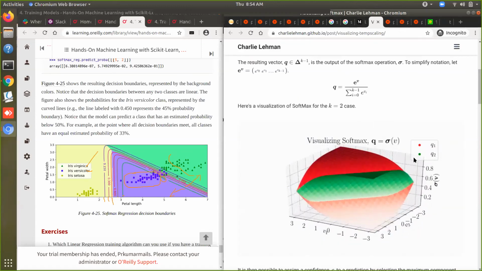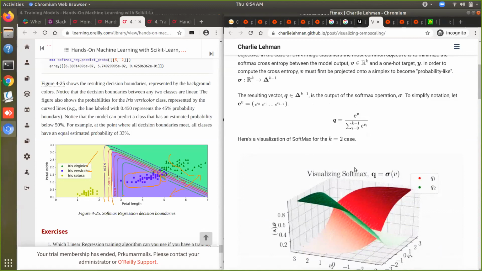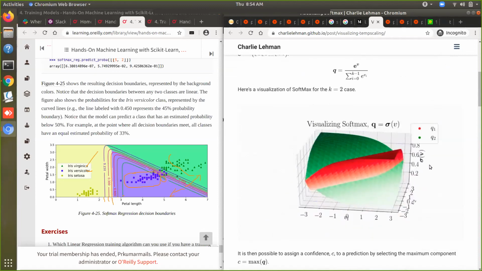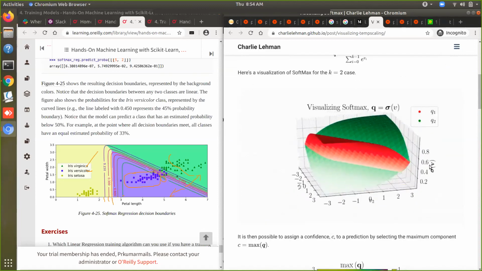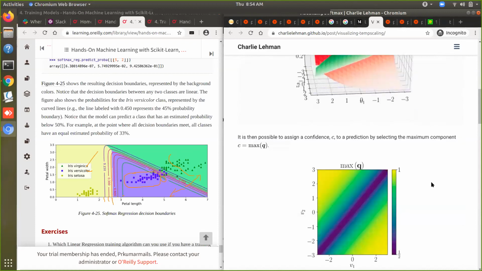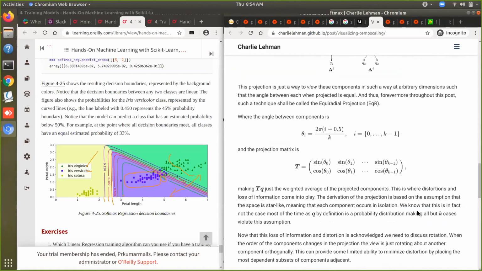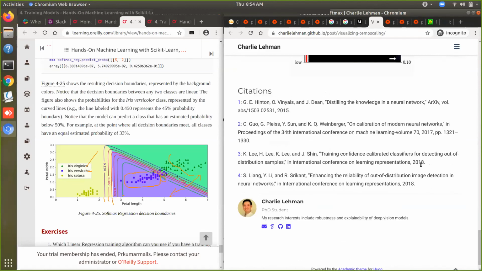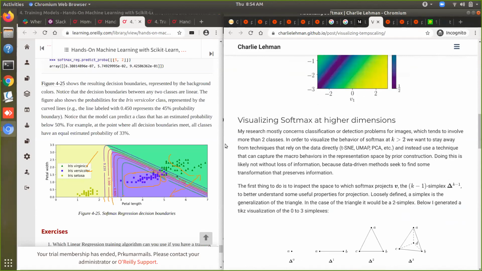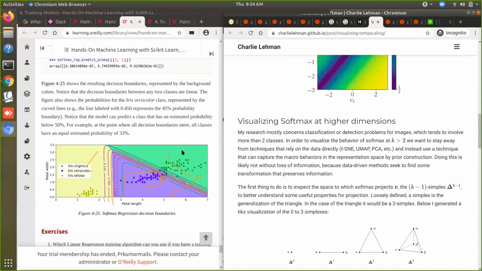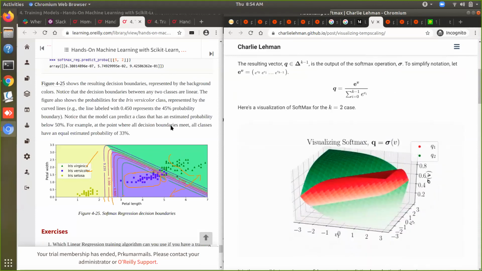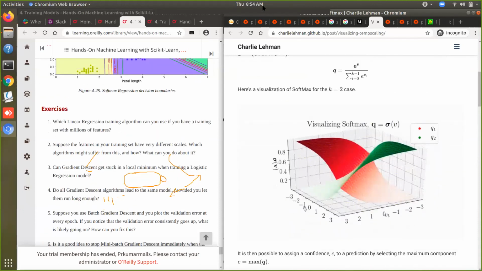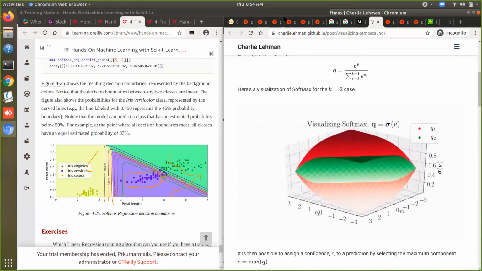That is the softmax that we are seeing. This is one such visualization in the three-dimensional way. After that there are exercises, so we can wind up. We will recap this chapter now.